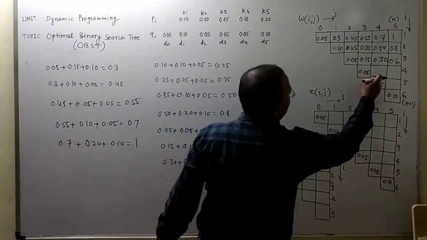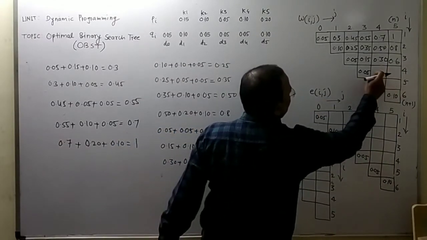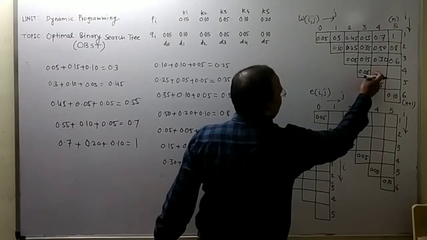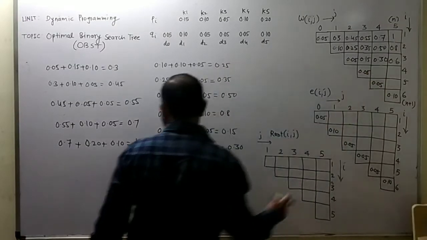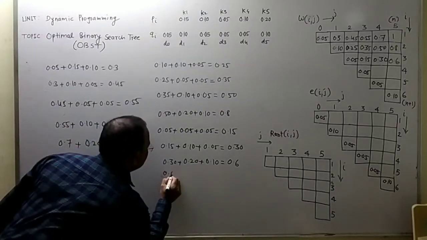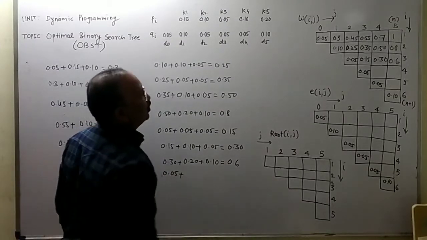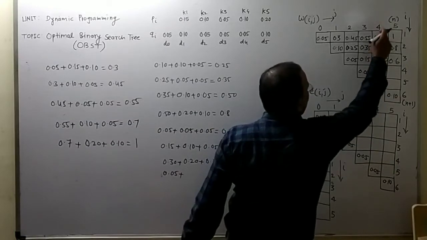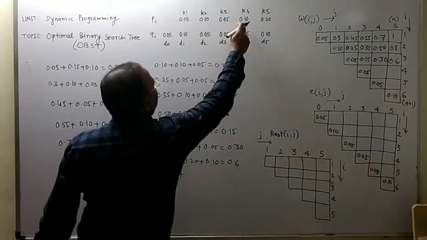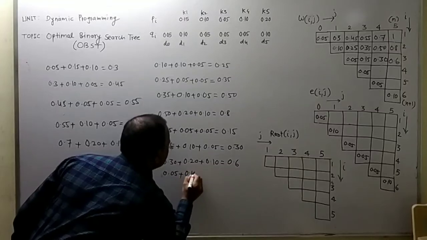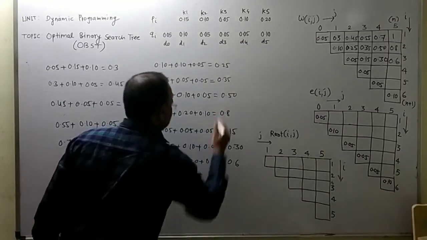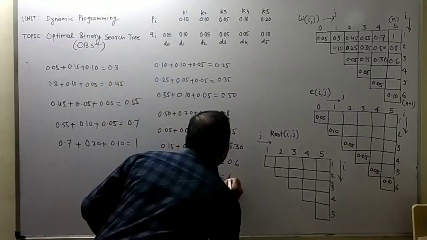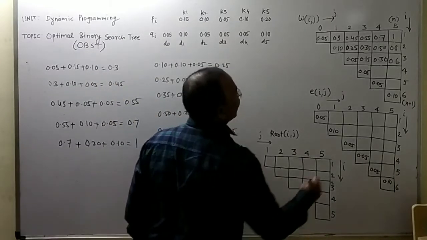Then try to get the values for this row. So we will consider this cell. For that, refer the previous value 0.05 plus the probability of K4 and D4, that is 0.10 plus 0.05, is equal to 0.20.